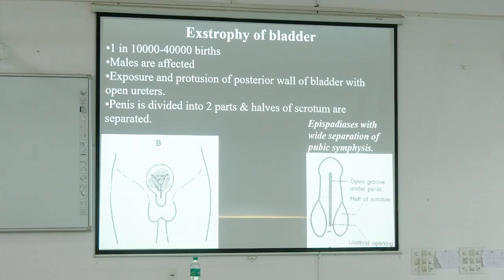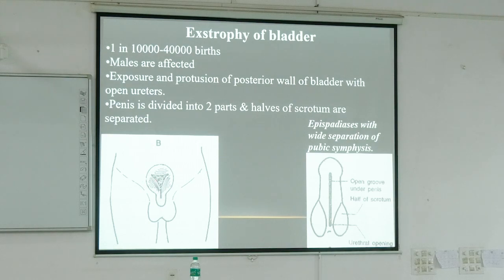Normally the bladder is present in the pelvic cavity. No trace of the bladder is visible from the external abdominal wall or anterior abdominal wall. In some cases, during the lateral folding, whenever it is taking place, this lower part of the abdomen is not folded, the infra-umbilical part is not formed, resulting in the lower part of the anterior abdominal wall being deficient, leading to what?